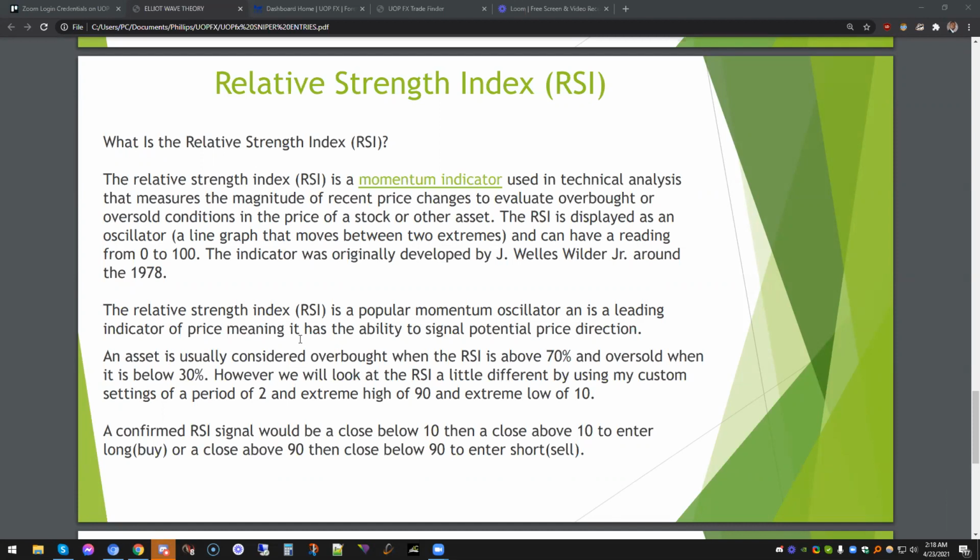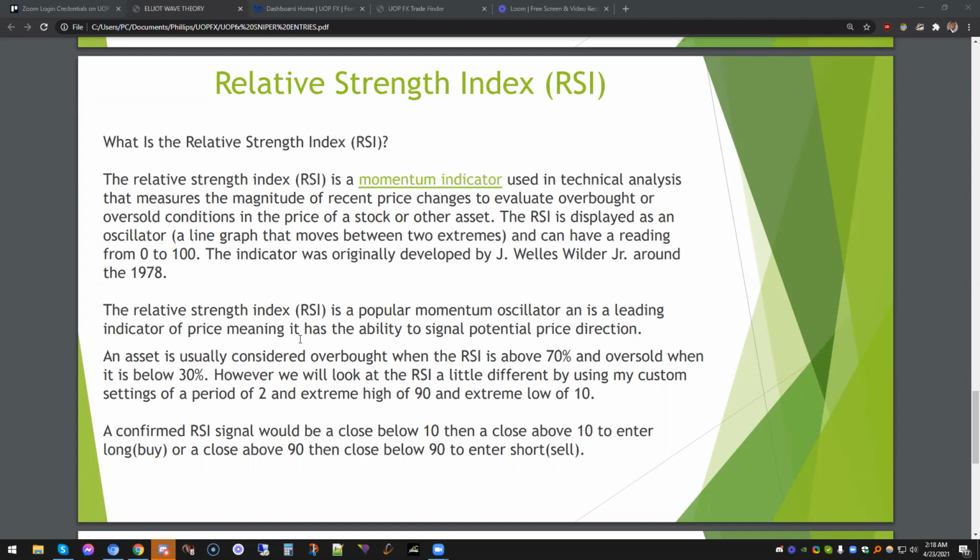Okay. Now, a confirmed RSI signal would be a close below 10, then a close above 10. So the price has to close below 10, then close above 10 to get involved in a long or to buy. Okay. Now, if you have a close above 90, then you have a close below 90. That would be your entry to go short on the RSI. That's a sell trade. Okay.